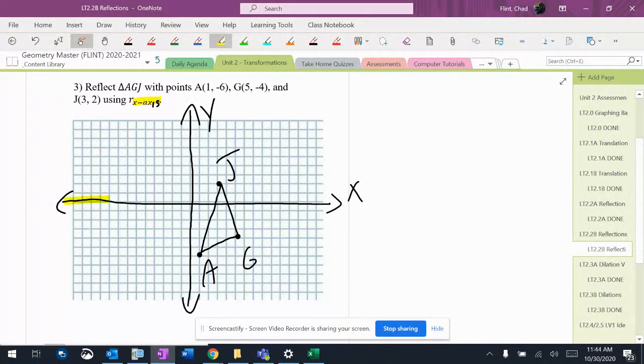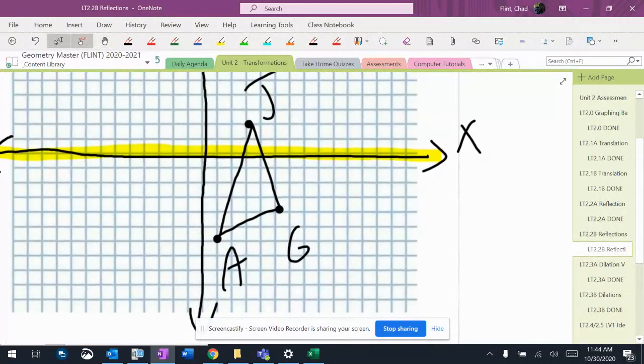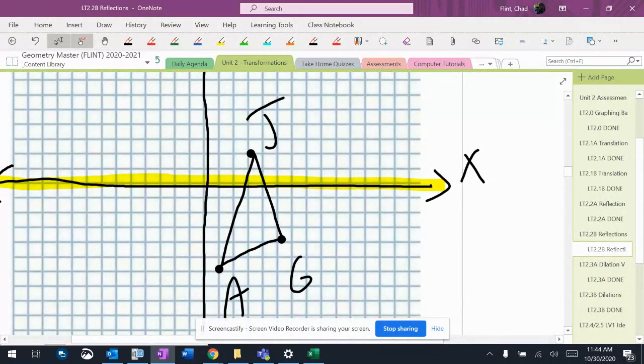Now this is one of the first ones that something like this has happened on. There's my x-axis. The points all behave in their own way. All right, so they don't affect each other. So what I'm going to do is reflect G first. So it's up 1, 2, 3, 4. So 1, 2, 3, 4 for G. A is 1, 2, 3, 4, 5, 6. So 1, 2, 3, 4, 5, 6 up there.